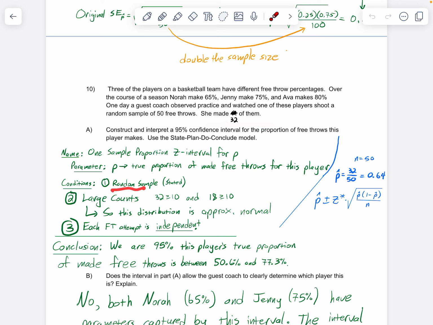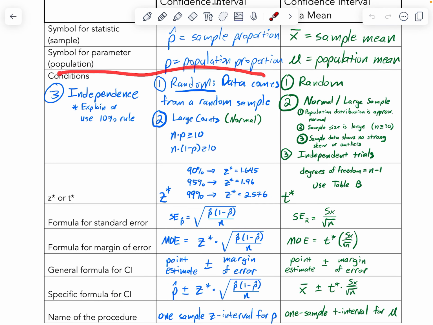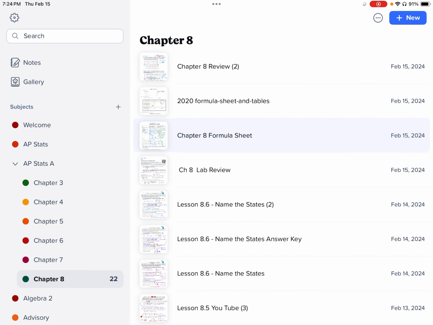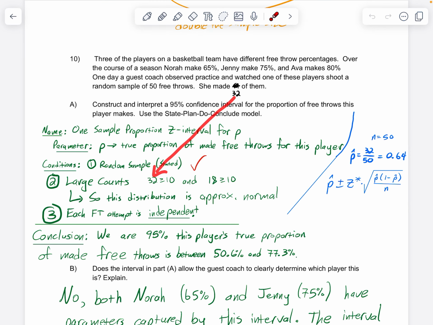The conditions: was it random? Well, I think it stated that. Random sample, so I said stated. And let's go here. Yep, check. Large counts, because why am I doing large counts? Just a quick reminder, because I'm doing these three conditions right here. Large counts. Did this person have 10 successful shots and 10 unsuccessful shots? She did. She made 32, and then 18 is just 50 minus 32. It's 18. These are both bigger than 10.